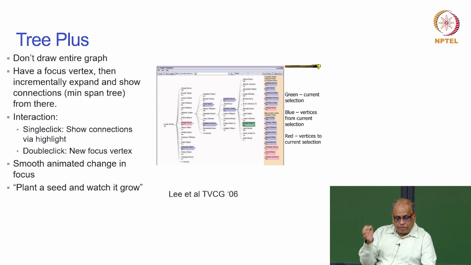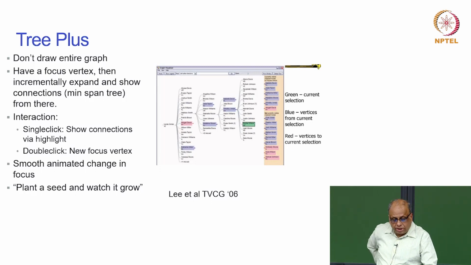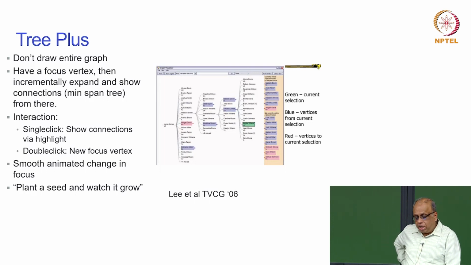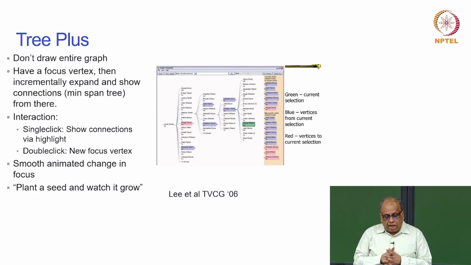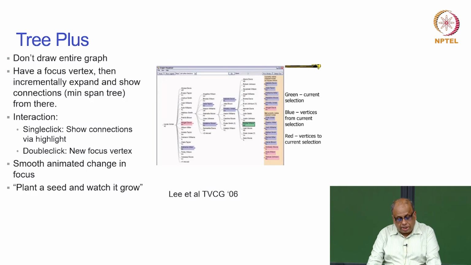So, for example, if you have a focus vertex, you take that and you show a spanning tree from that. So, instead of showing the whole graph in a node and link kind of layout, which is sometimes complex, you can create a tree kind of structure to show that. Okay, and you can have various kinds of interaction. So a single click shows connections via highlight, and double click changes the focus vertex.